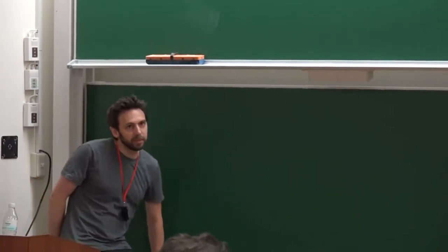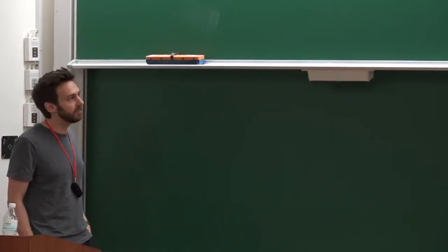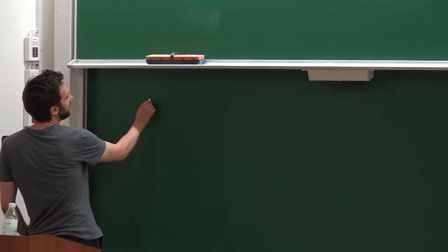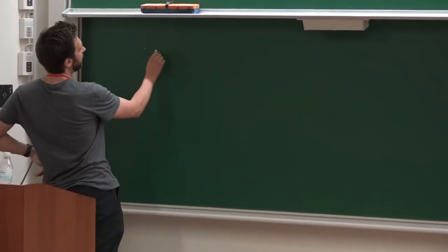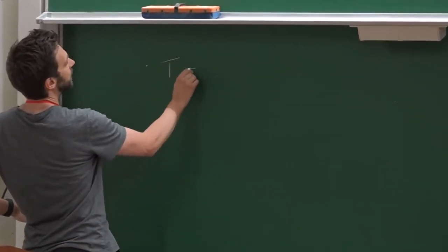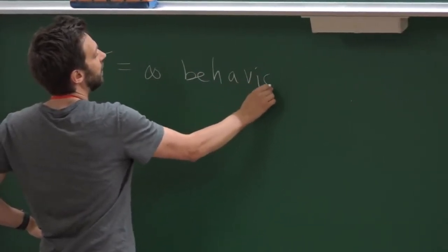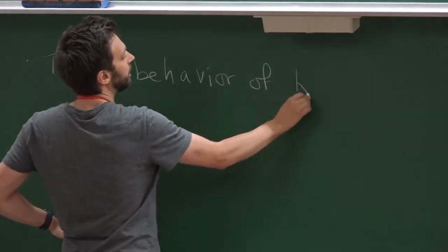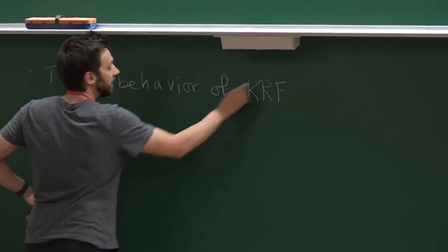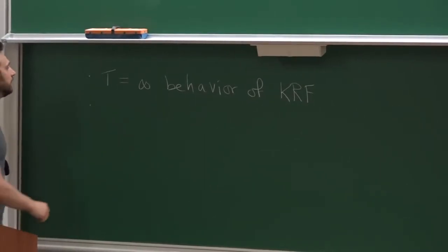I'm going to talk about the infinite time behavior of the Kähler-Ricci flow. Let me just give an outline of my talk. Let me begin by talking about generally what are the different behaviors, so the t equals infinity behavior of the Kähler-Ricci flow. And I want to discuss the four different possible cases.